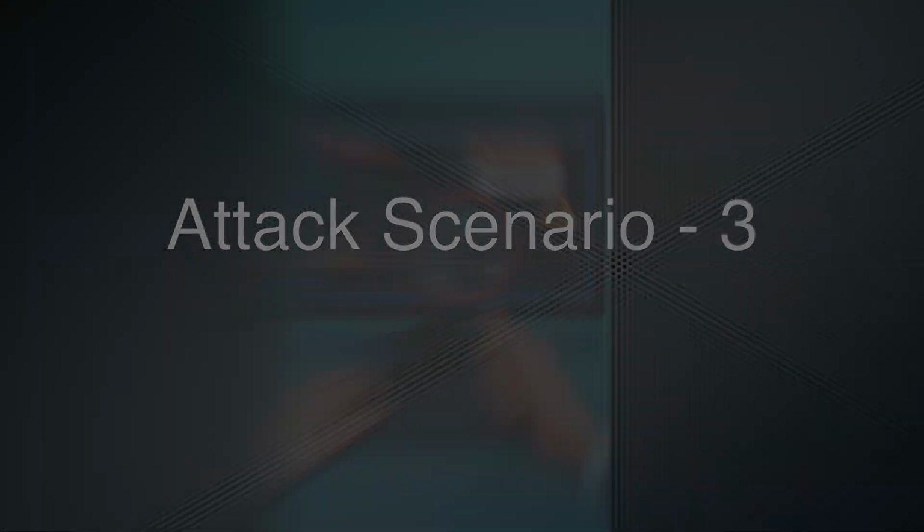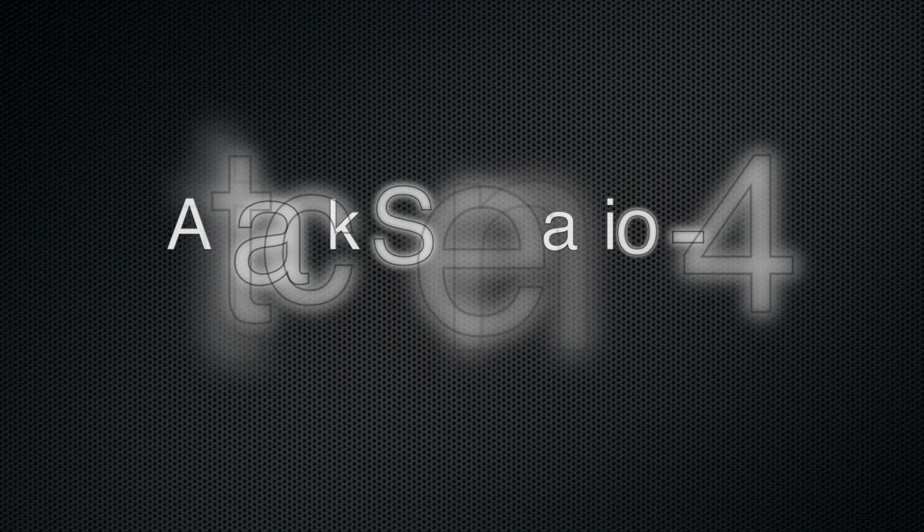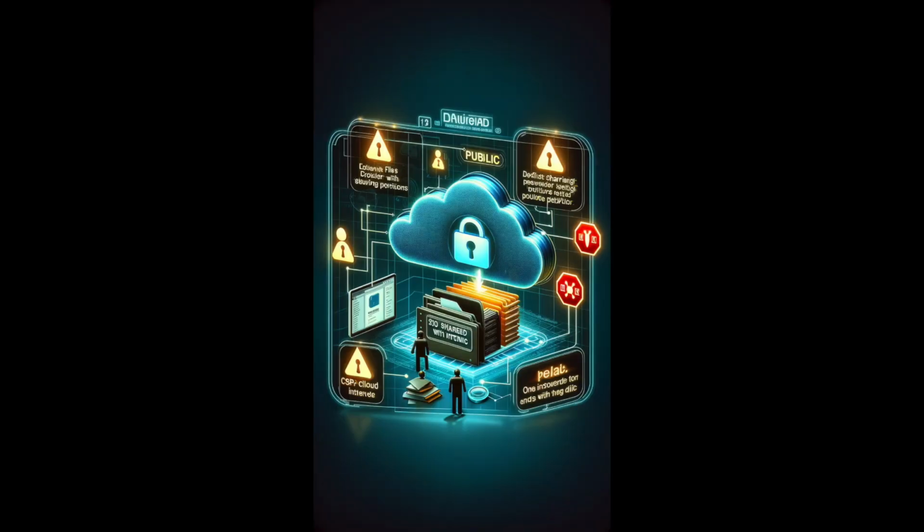Scenario 3. The application server's configuration allows detailed error messages, for example stack traces, to be returned to users. This potentially exposes sensitive information or underlying flaws such as component versions that are known to be vulnerable. Scenario 4. A cloud service provider, CSP, has default sharing permissions open to the Internet by other CSP users. This allows sensitive data stored within cloud storage to be accessed.